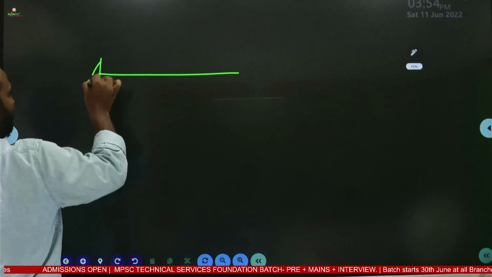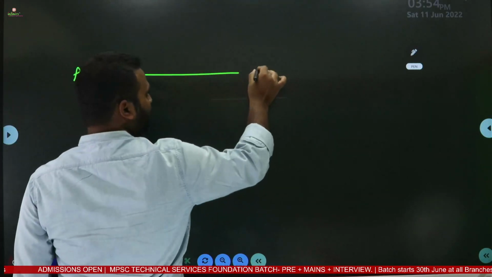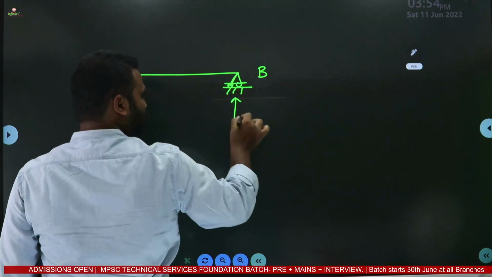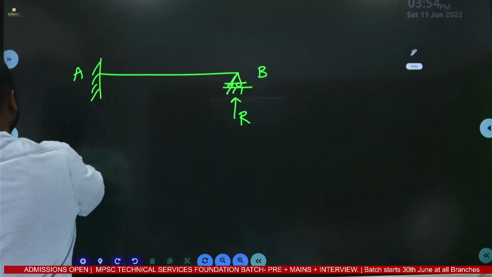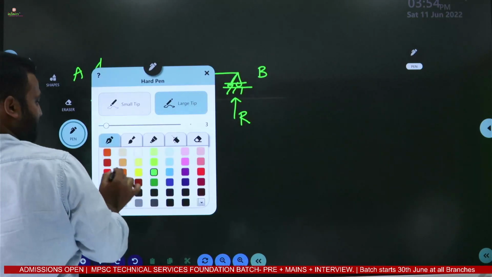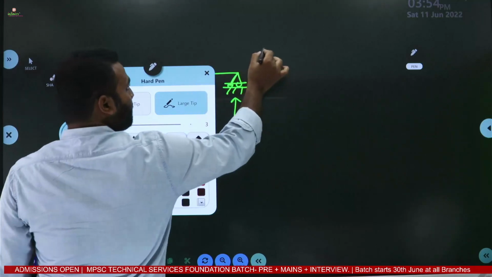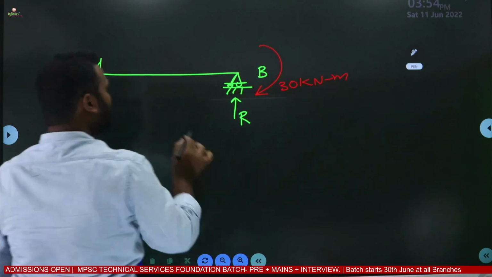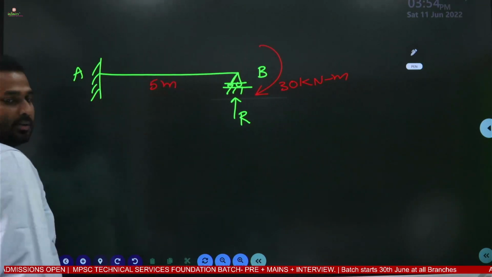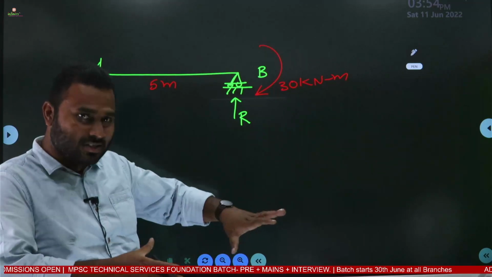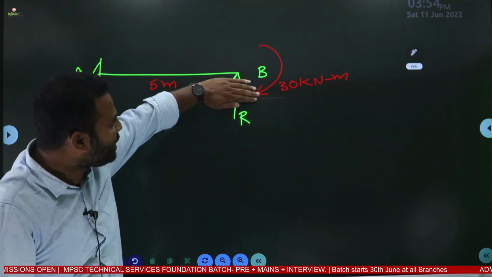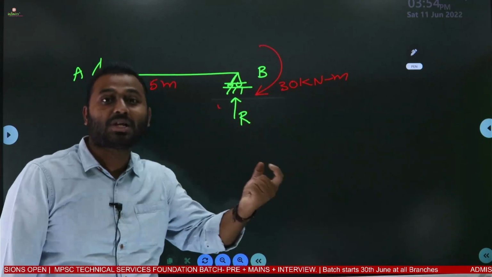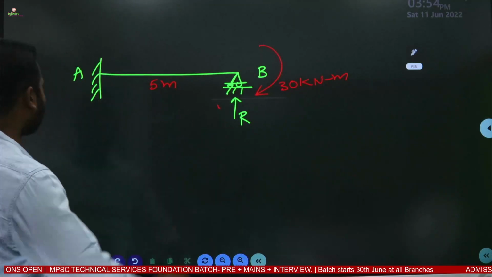This is the given propped cantilever beam A, and at B the reaction R is there, and of course a moment is applied here. A moment of 30 kilonewton meter is applied, and the span is 5 meter. Now what are we going to do? First we are going to release this structure. Releasing the structure means removing this reaction. Upon removing this reaction, this structure seems like a cantilever.